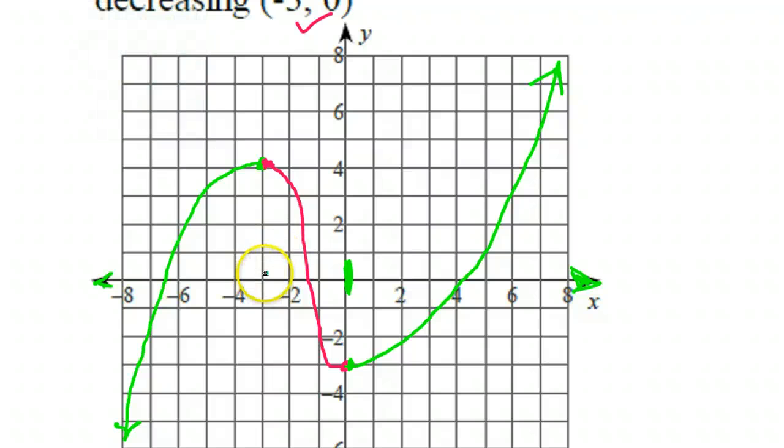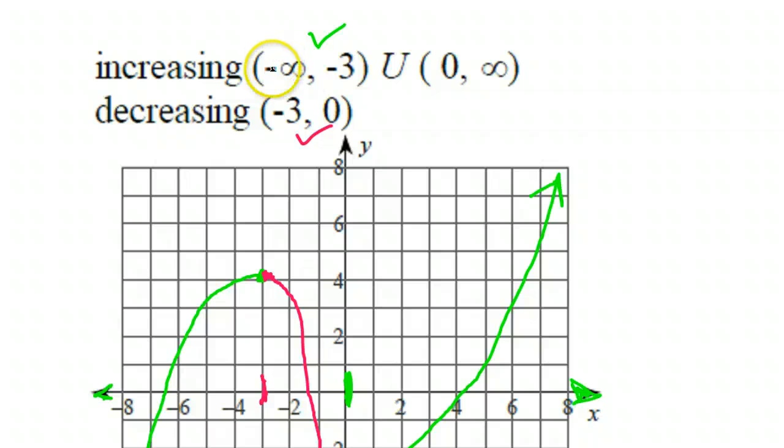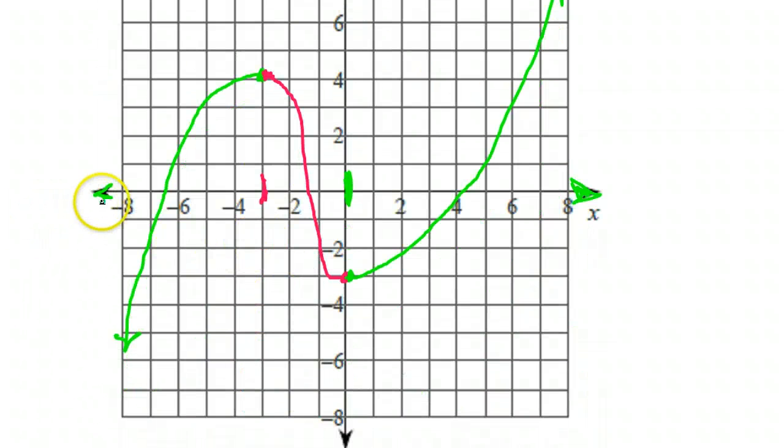Okay, again, just to review, it was increasing from -infinity to -3. So -infinity to -3, it was increasing, like from here to here. Then it was decreasing from -3 to 0. All right, don't look at the y value, look at the x value.